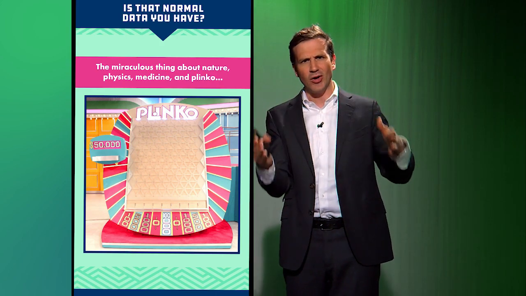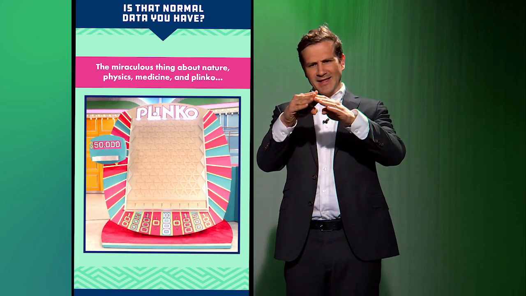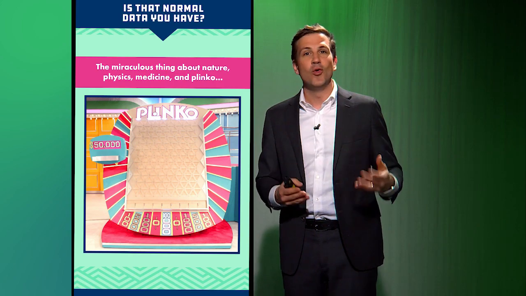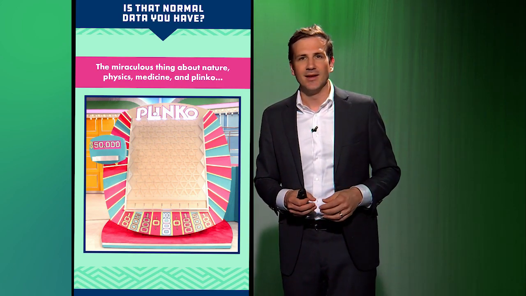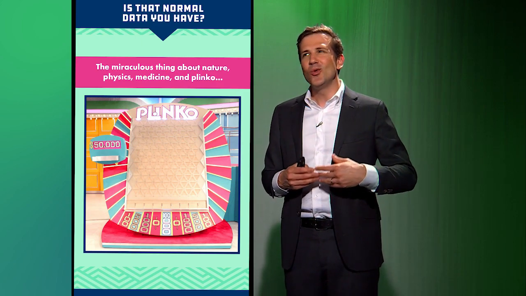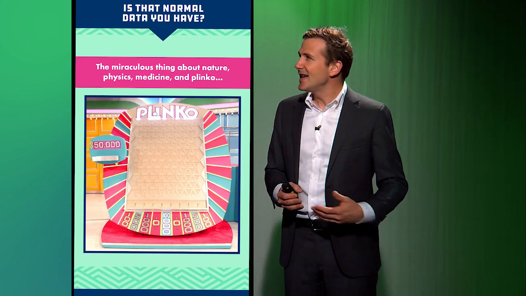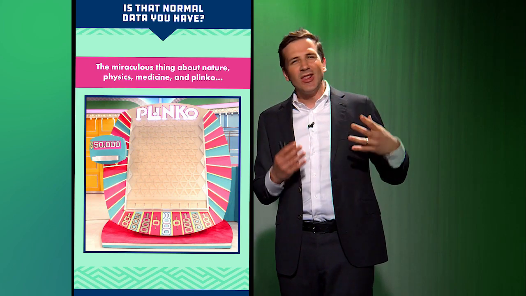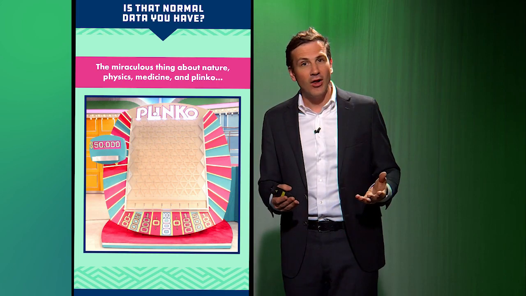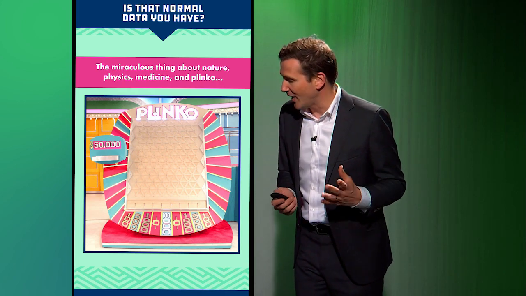We've all seen that bell curve before, right? There's sort of a central peak and it kind of slopes off to the side. And the reason we call that normal data goes back into the mists of antiquity and mathematics, but it's normal in the sense that physics, nature, a lot of stuff that you measure in the world does actually fall in that pattern. And I think a great example is Plinko.